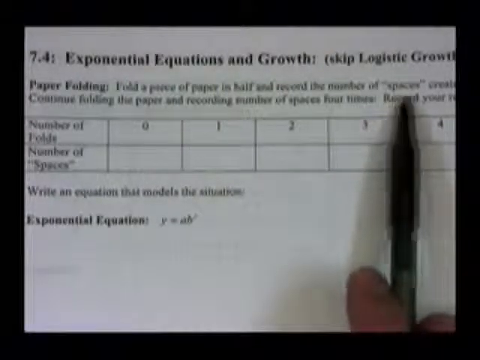So here are the notes, and I want to start off by doing a little experiment. And you can do this along with me as I'm working through it. I want you to fold a piece of paper in half and continue to fold it over and over again and record the number of spaces that are created in the piece of paper. Continue to fold the paper and record the number of spaces 4 times, and then we're going to see if we can figure out what might be happening on the 5th time. Alrighty?